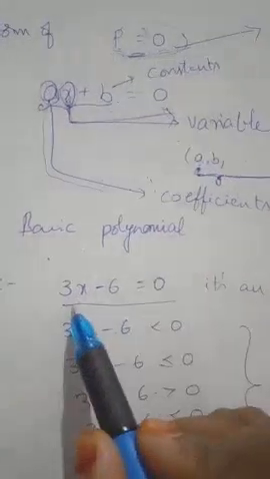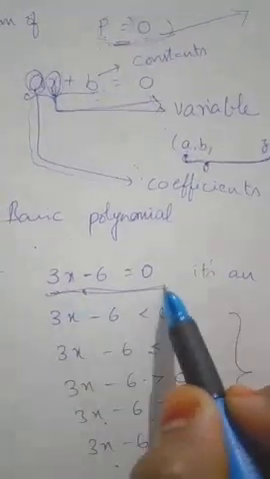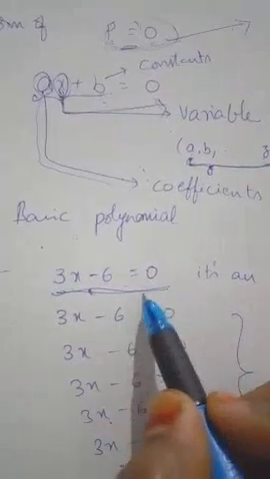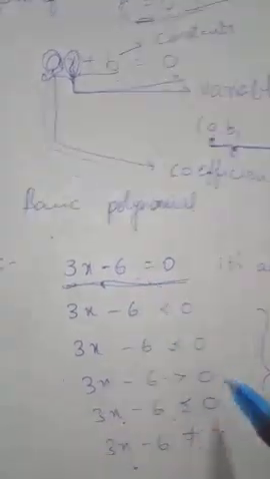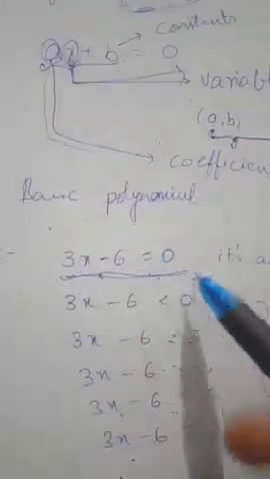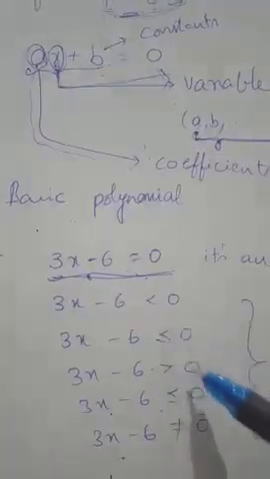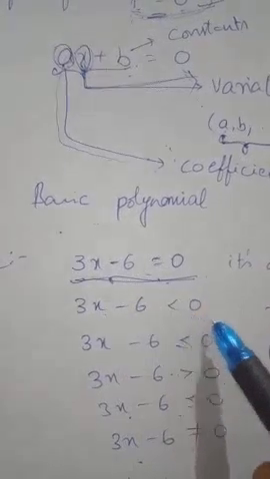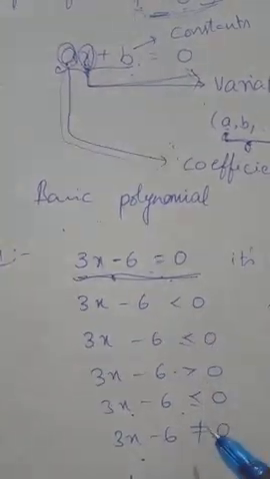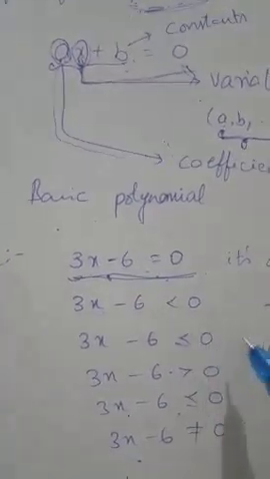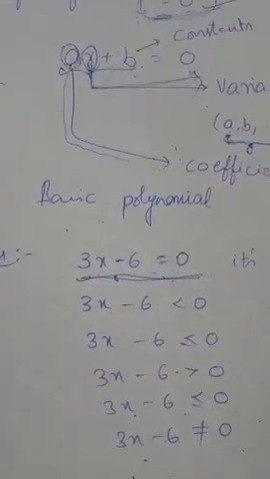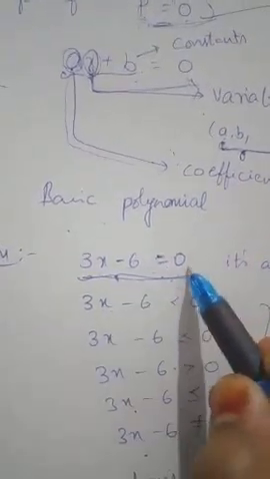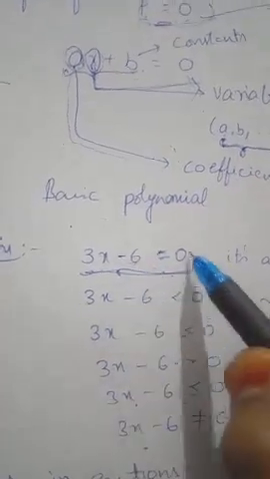Now I am taking an example here: 3x minus 6 is equal to 0. It is an equation, not an expression. If you consider anything other than the equal sign, we call these expressions, meaning 3x minus 6 greater than or equal to 0, less than or equal to 0, not equal to 0. These are all called expressions, not equations. If the equal sign is there between the two mathematical statements, then it is called an equation.